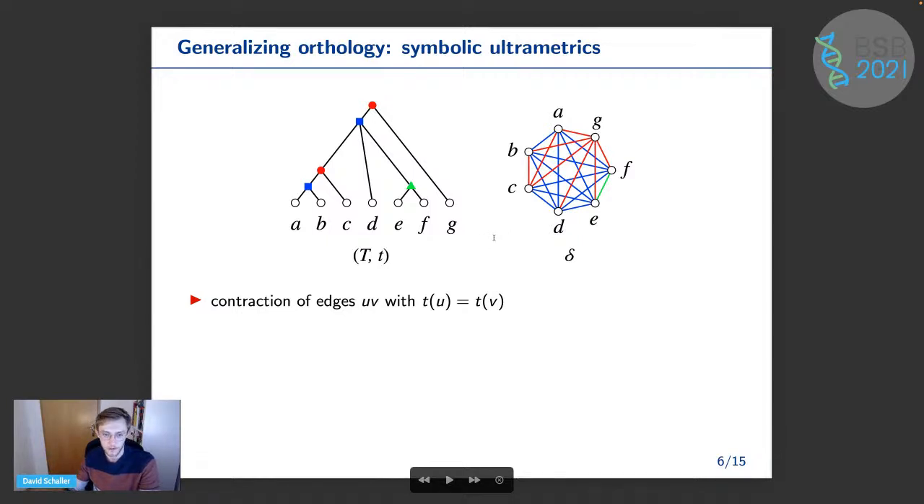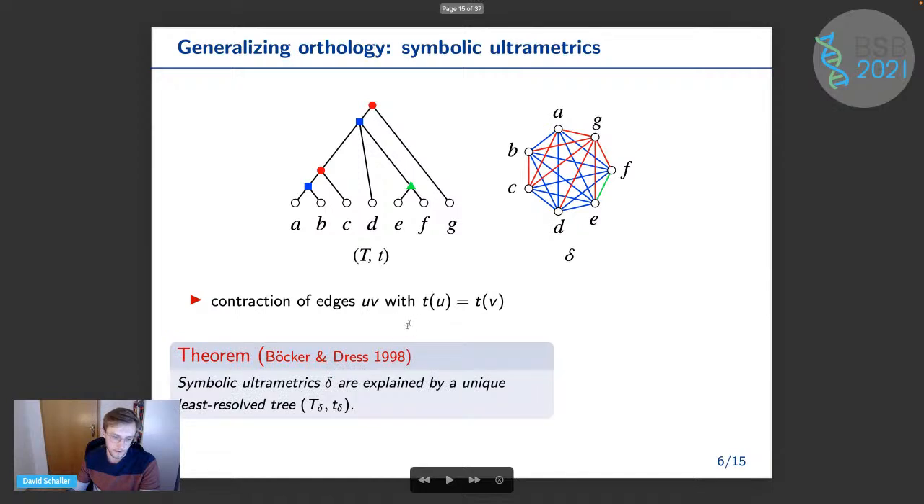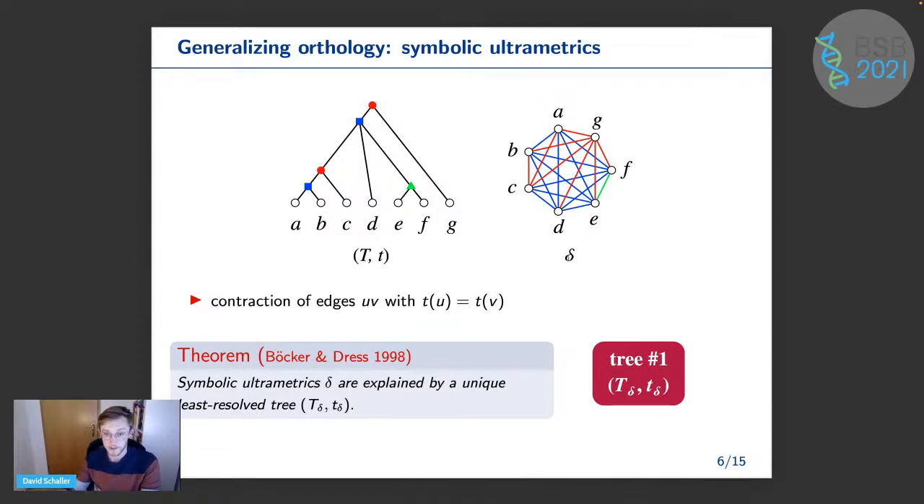So it turns out that we can continue this for such edges. Here we're already done because there are none left. And if we do this, we will eventually end up with the unique least resolved tree of the symbolic ultrametric, which was also shown by Becker and Dress. So this is the first thing that I want to highlight: if we have some map delta of this form, then we can check in polynomial time whether it's a symbolic ultrametric and also construct its unique least resolved tree T delta, in which case this vertex labeling of T delta is also unique. So much about symbolic ultrametrics.